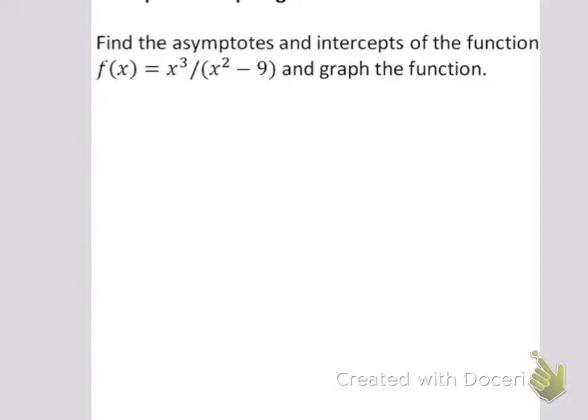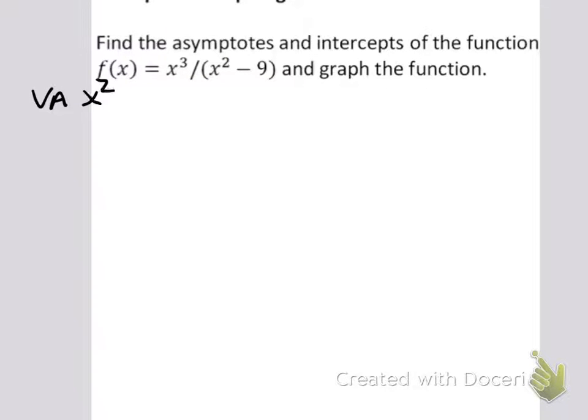All right, this is the last one. Excuse me, I'm sorry. It says find the asymptotes and intercepts of the function x to the third divided by x squared minus 9 and graph the function. Now, this one's different.